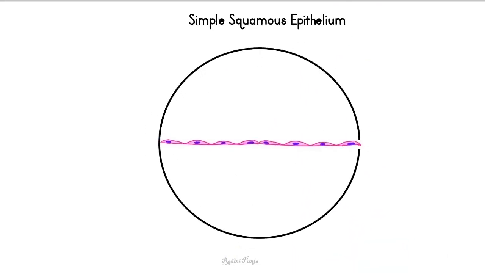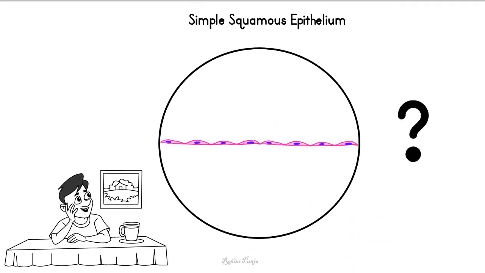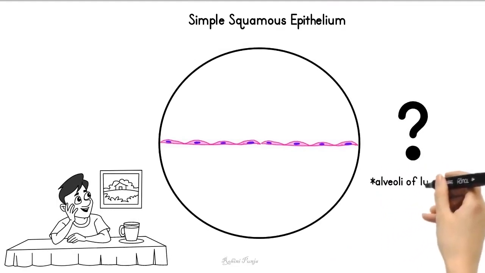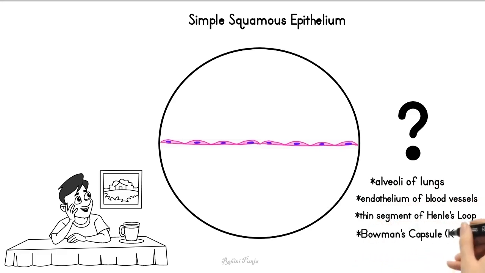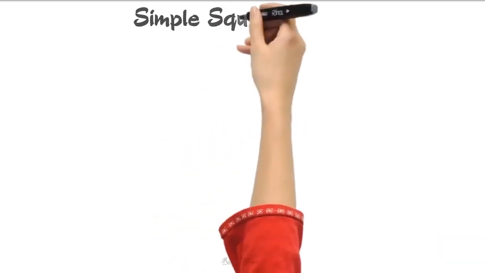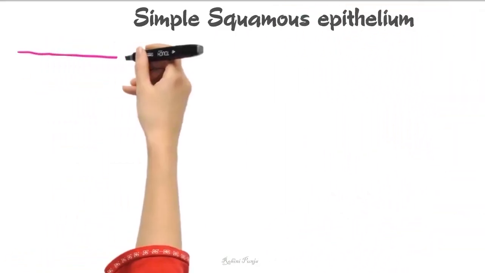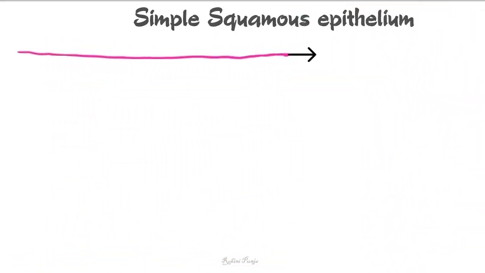Here's the first slide of simple squamous epithelium. This is seen lining blood vessels, known as endothelium. It is also seen in the alveoli of lungs. In the kidney it is seen in the thin segment of Henle's loop and Bowman's capsule. Let's learn how to draw it. Steps to draw simple squamous epithelium.